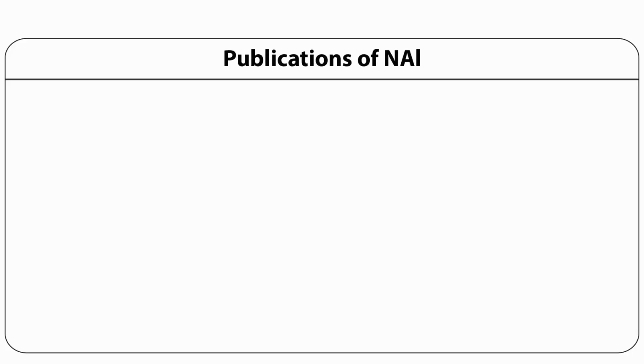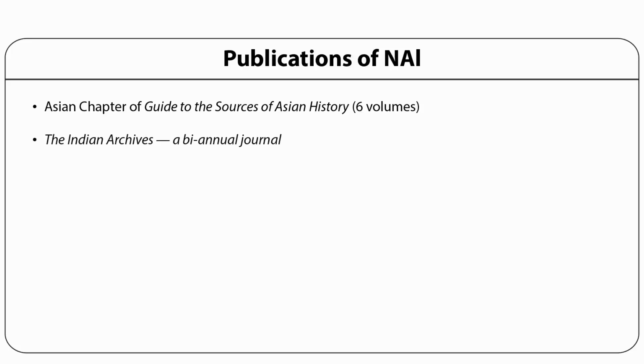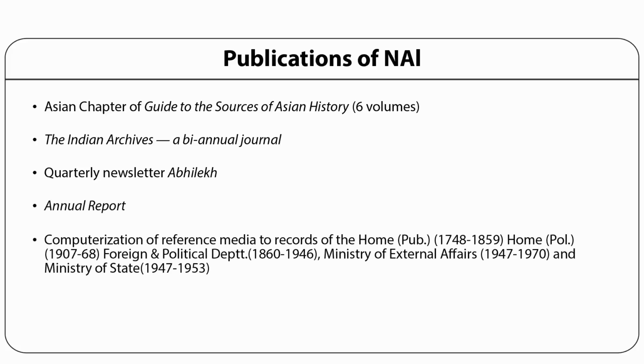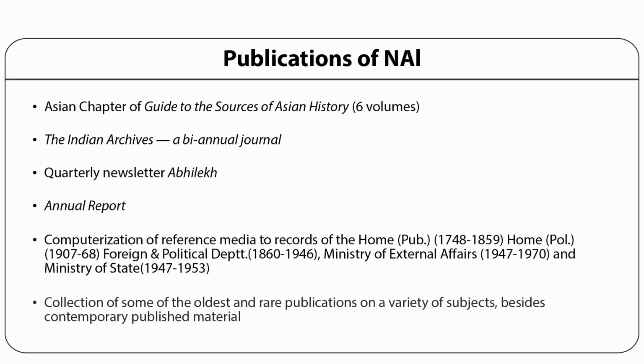Publications of NAI include Asian Chapter of Guide to the Sources of Asian History, 6 volumes, the Indian Archives, a biannual journal, quarterly newsletter, Abhilekh, annual report, computerization of reference media to records of the Home, published 1748 to 1859, Home Political 1907 to 68, Foreign and Political Department 1860 to 1946, Ministry of External Affairs 1947 to 70 and Ministry of State 1947 to 1953, and collection of some of the oldest and rare publications on a variety of subjects besides contemporary published material.